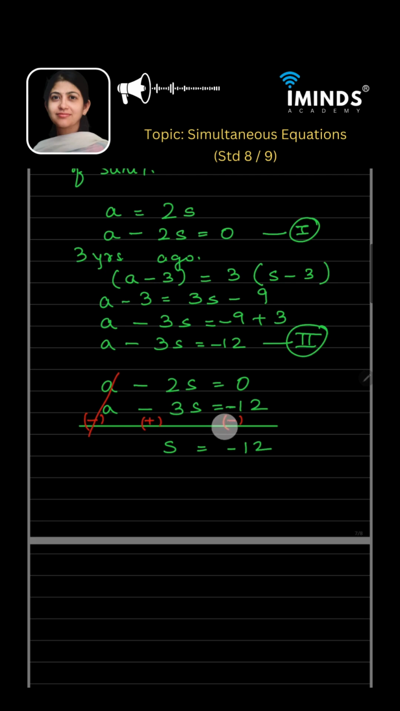So what will happen now when I change the sign? This minus will become plus 12. है ना? So यहाँ पर ये plus 12 हो जाएगा. 0 plus 12. So Sunil's age is 12. And what will be Anil's age now? Anil's age is twice the Sunil's age. So it is 2 into 12, that is 24 years. This is our answer. Okay.